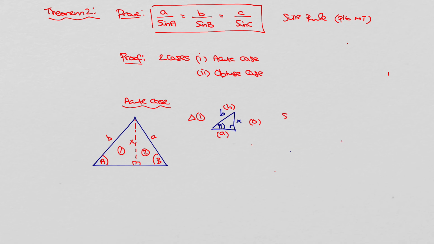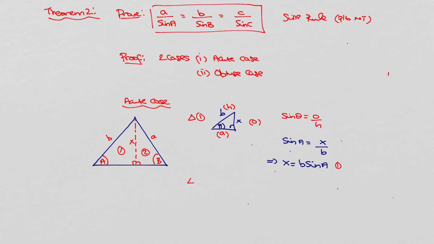And I know that sine theta is equal to the opposite over the hypotenuse. So therefore that means that sine A is equal to X over B, and therefore I can say that X is equal to B sine A. I'm going to call that 1.